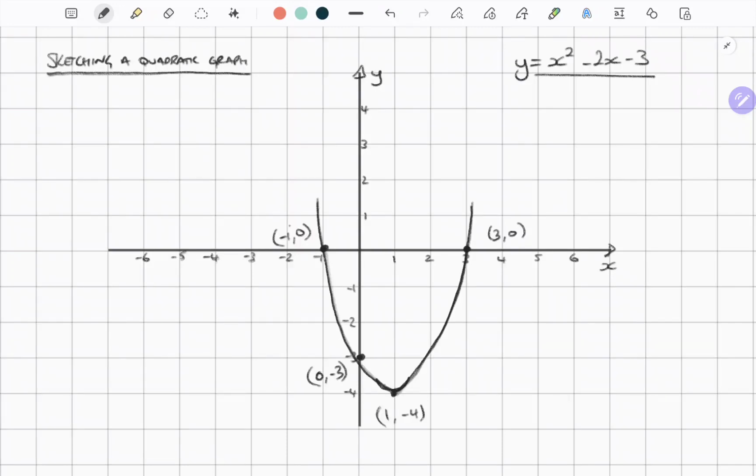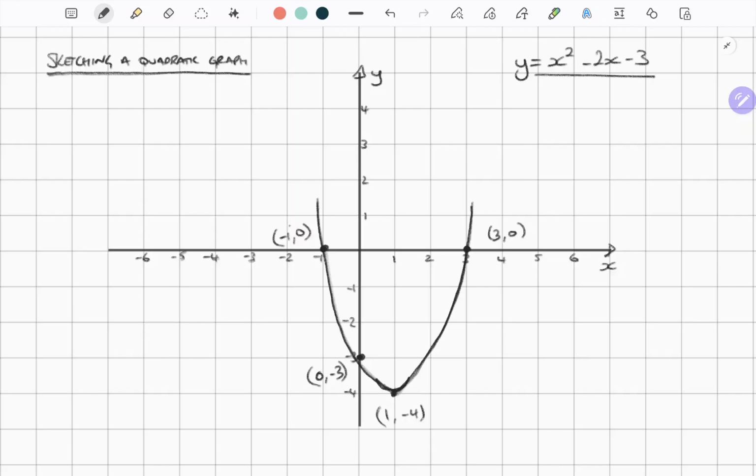Okay, so that is how you would sketch a quadratic graph. In this case, the equation is y equals x squared minus 2x minus 3. As I mentioned, we went through and we identified some key points: the y-intercept, any x-intercepts there were, in this case 2. We identified the line of symmetry because that sits between the two x-intercepts, and then from there, once we set x equals 1, we got -4 as the value for y, so that's this point down here.